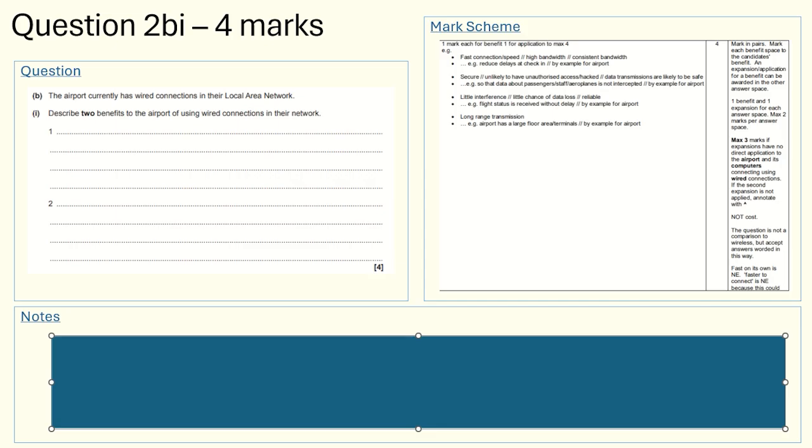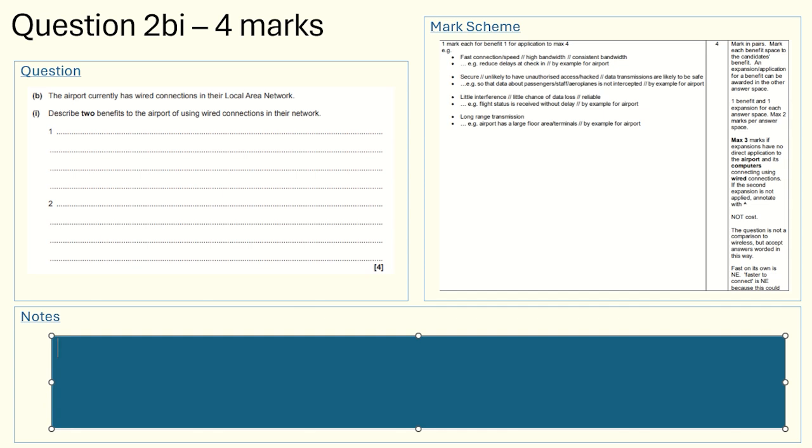Okay, question 2BI. This one's worth 4 marks. Again, we're still in the airport scenario. So the airport currently has wired connections in their LAN. Describe 2 benefits to the airport of using wired connections in their network. So this is advantages of a wired network.